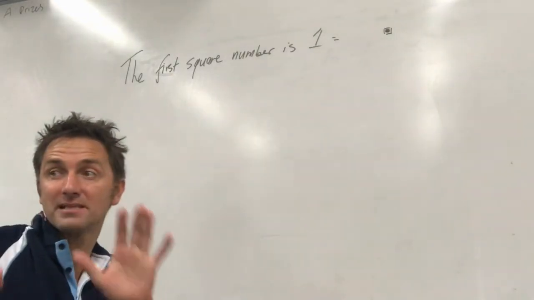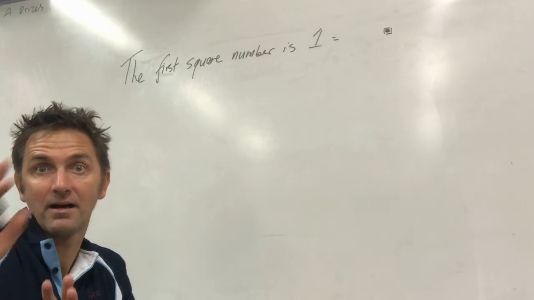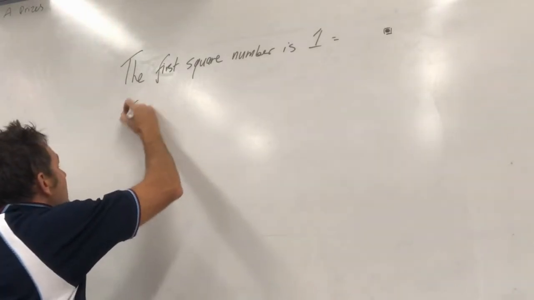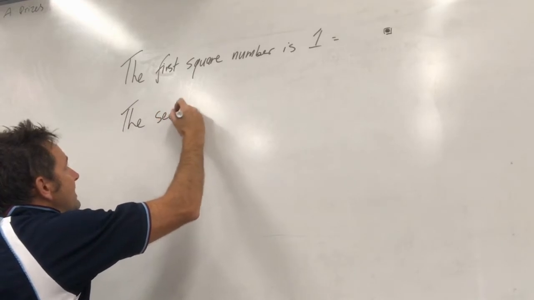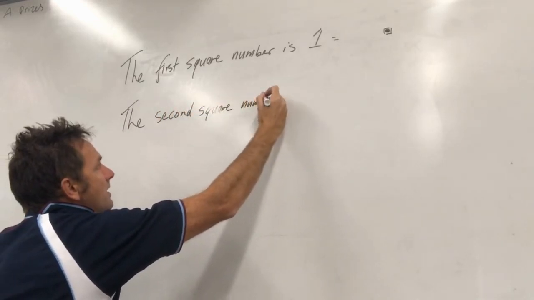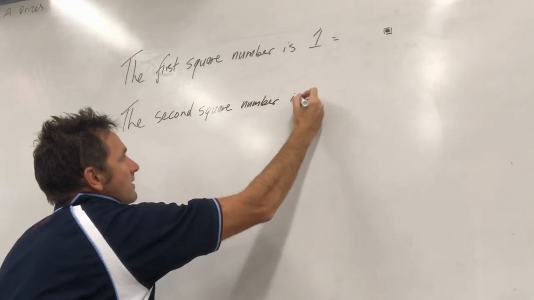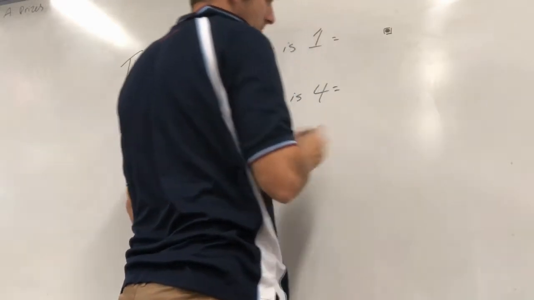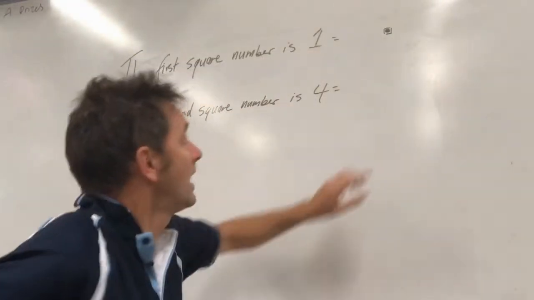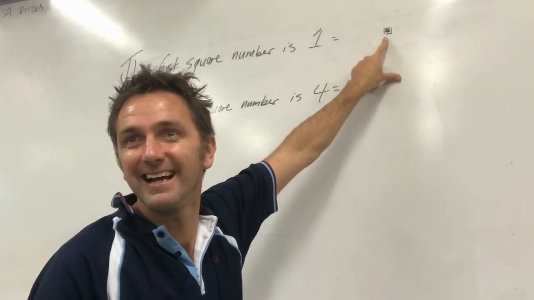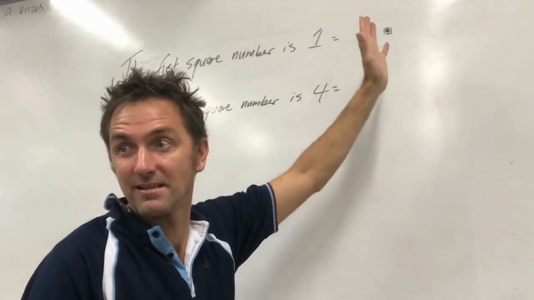Can anyone tell me the second square number? Aaliyah? 4. It is 4. Let's write it down. The second square number is 4. And look, you can see. How do I explain this? Help me out a bit. I'm not just going to show you. Look. How long is this? How many dots across is this? 1. How many dots up is this? 1.